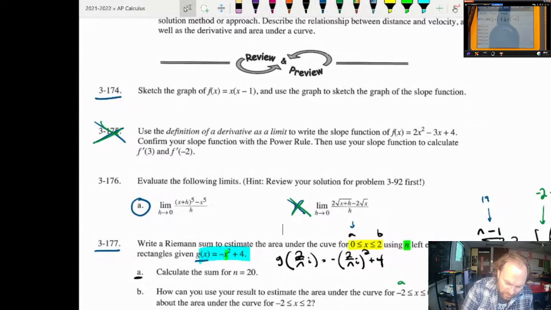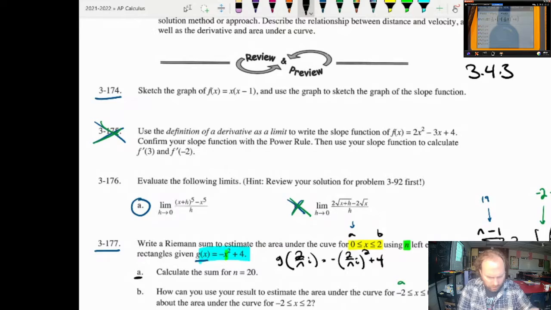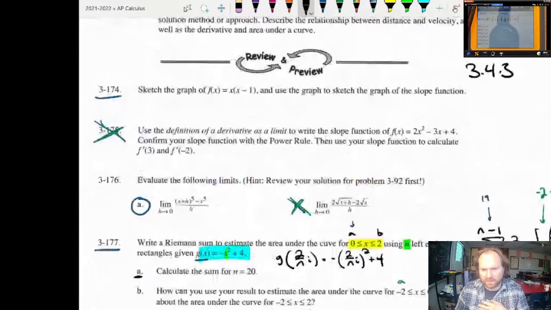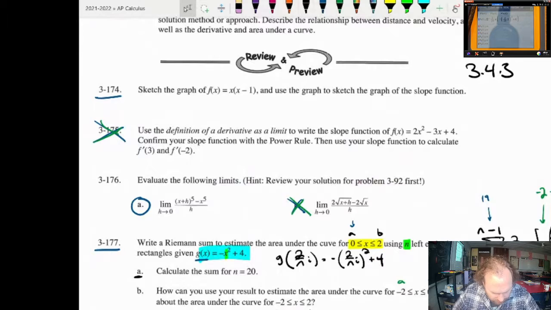It is homework for 3.4.3. We are doing today problems 174 all the way through problems 181. We are not going to do 175 or 176 part B. So, with that in mind, let's just go for it.